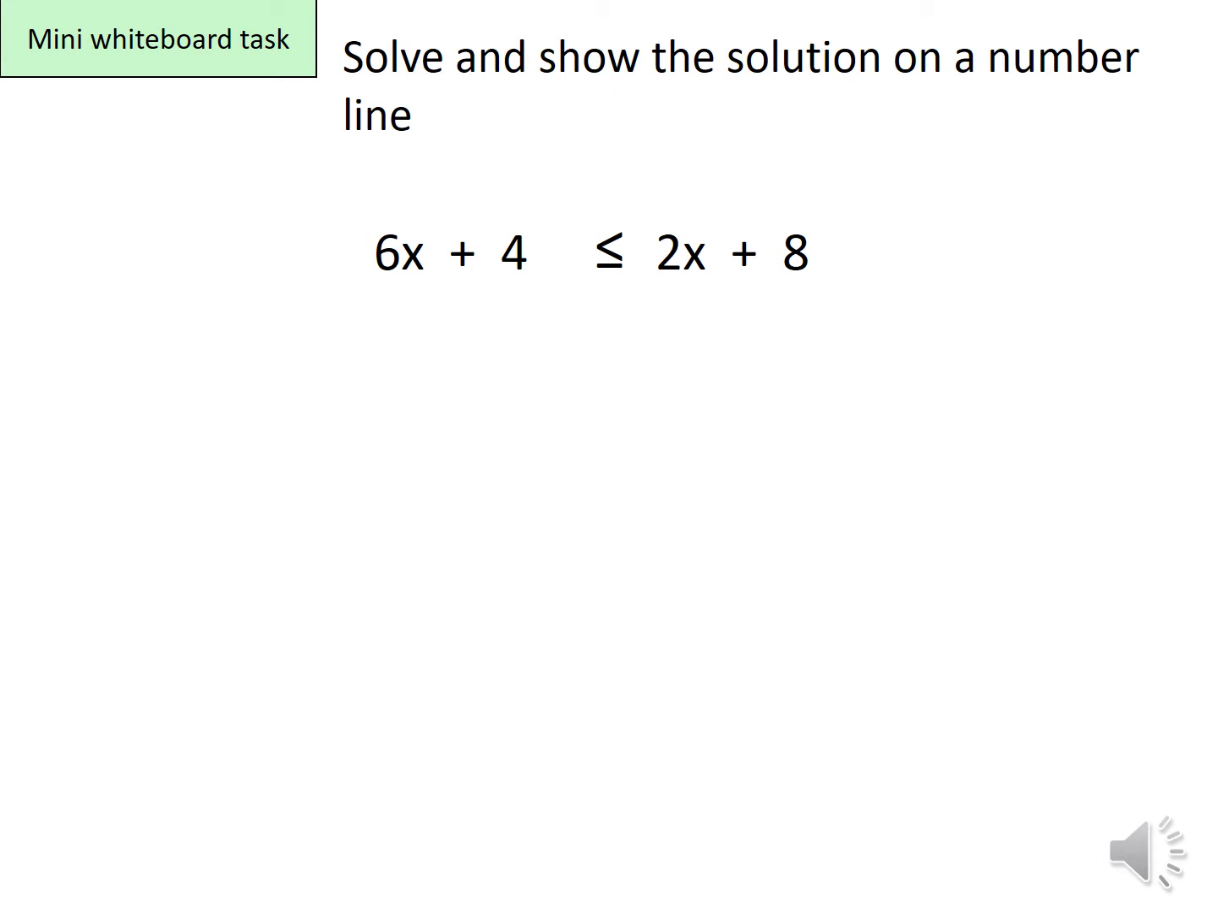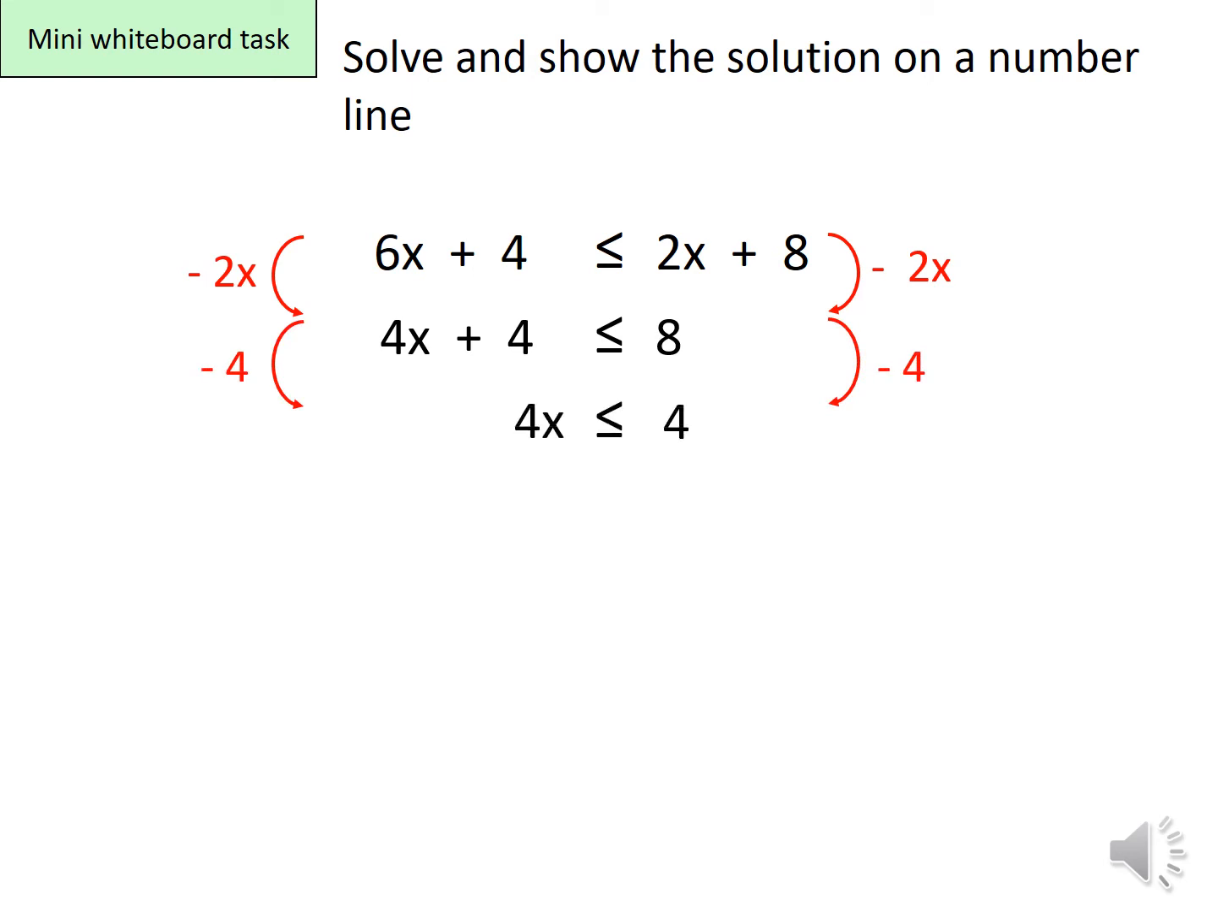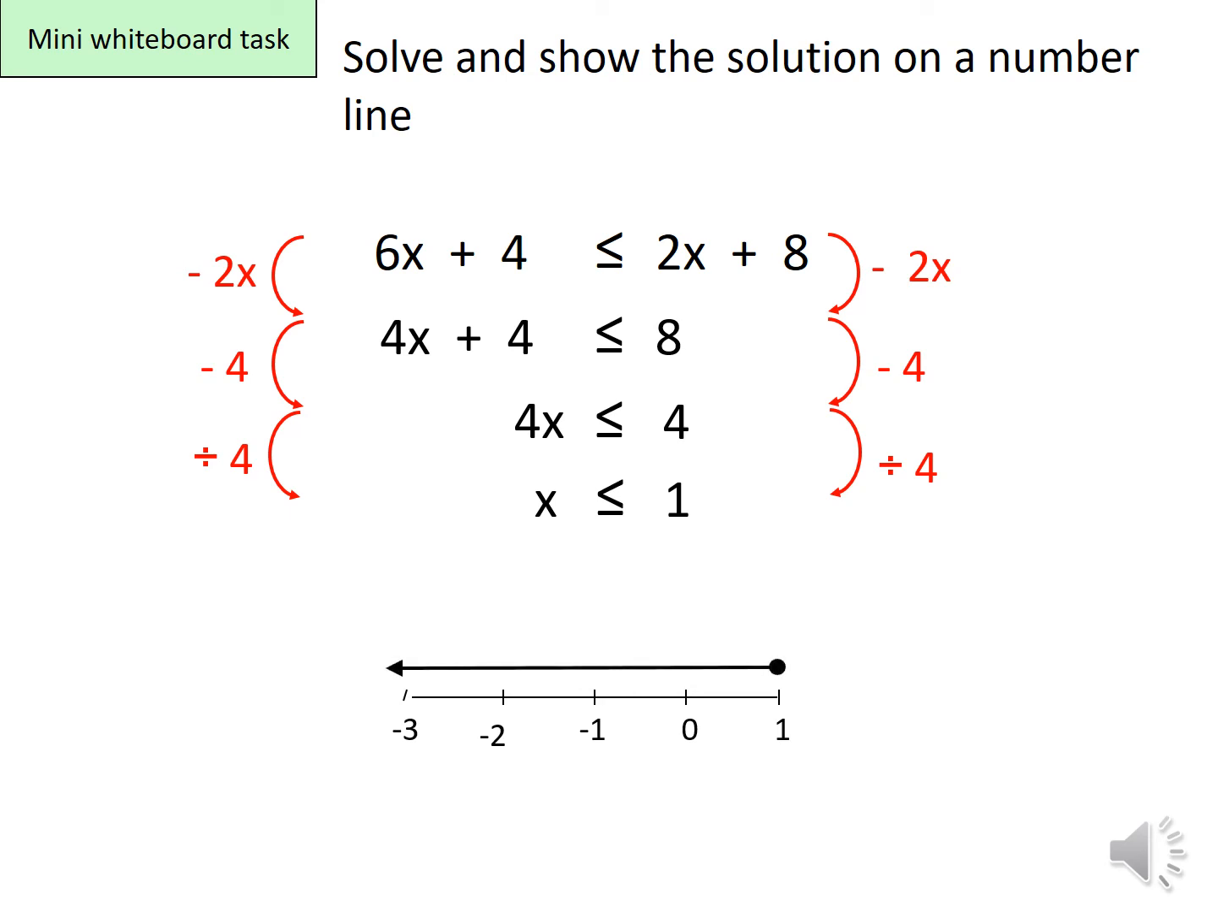Welcome back. So the solution to this is: take away 2x from both sides, then we take away 4 from both sides, then we divide it by 4, and on the left is x is less than or equal to 1. And this is how you show it on a number line.